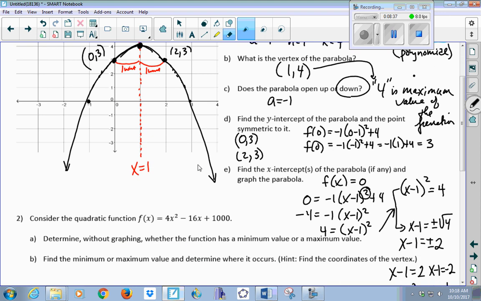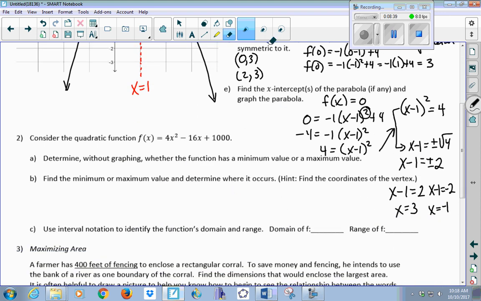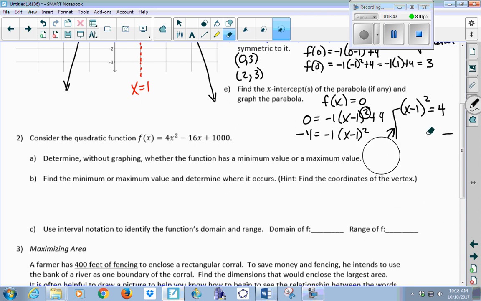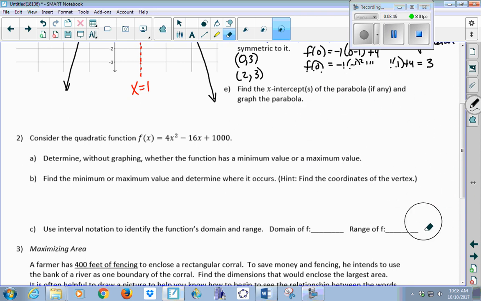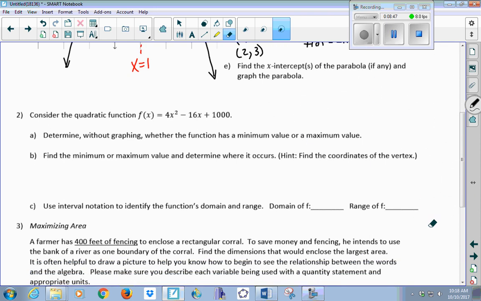Okay, let's take a look at another problem here. I'm going to erase some of this stuff now to give us some more room here. Okay, so here's a quadratic function, 4x squared minus 16x plus 1,000. And without graphing, we want to figure out whether or not this function has a minimum value or a maximum.